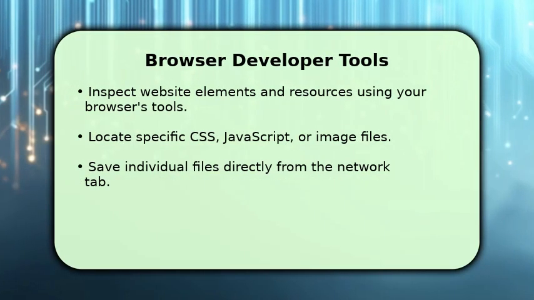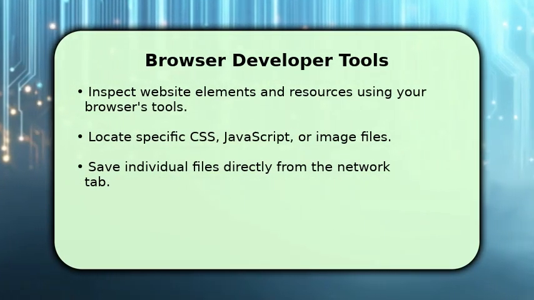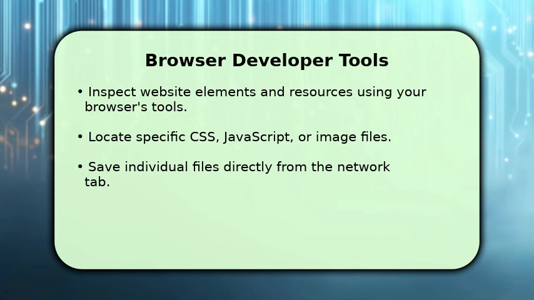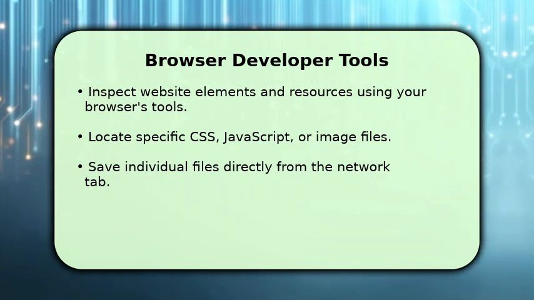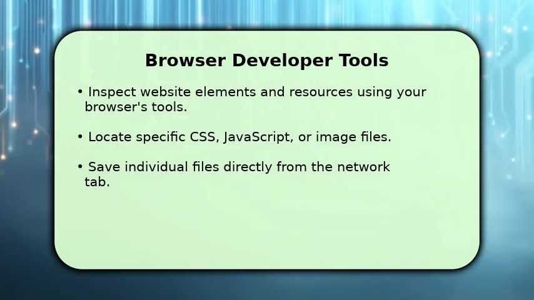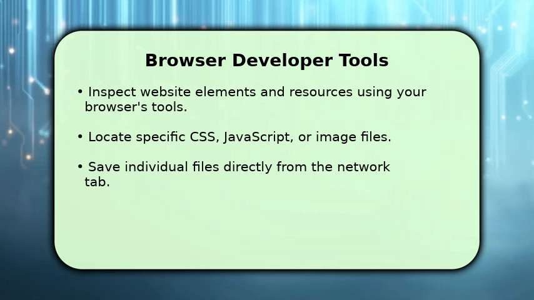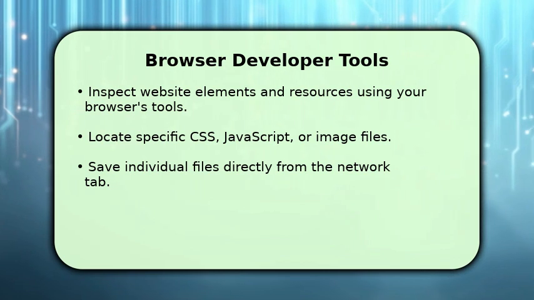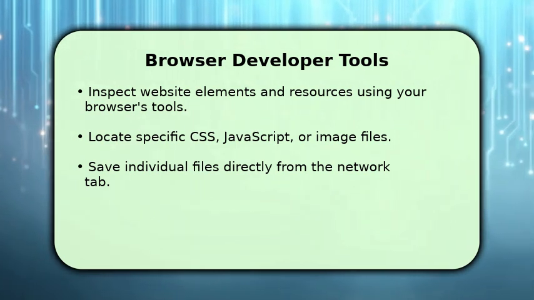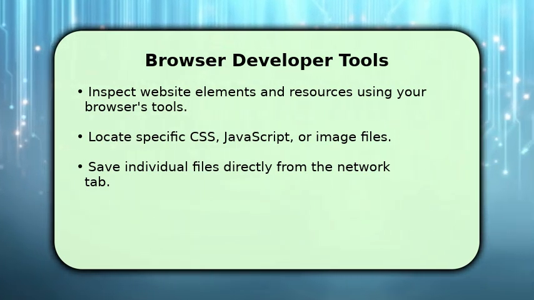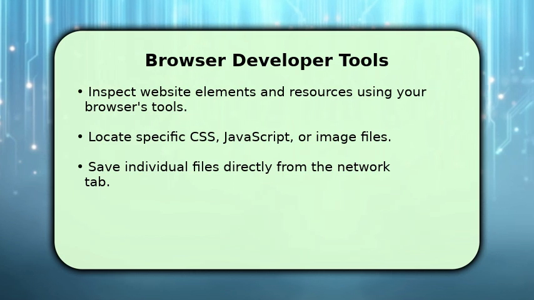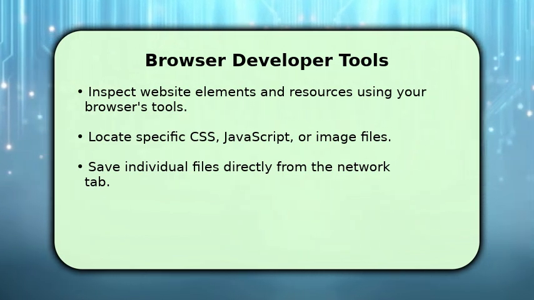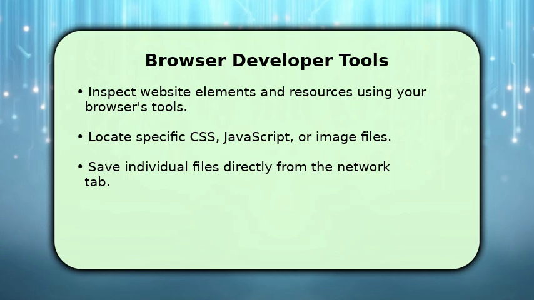Your web browser's developer tools offer a quick way to grab front-end website files. Open the developer console, usually by pressing F12, and navigate to the Network tab. As you browse the site, you'll see all loaded resources. You can then right-click on specific CSS, JavaScript, or image files and choose to save them. This is perfect for quickly inspecting and downloading individual assets.